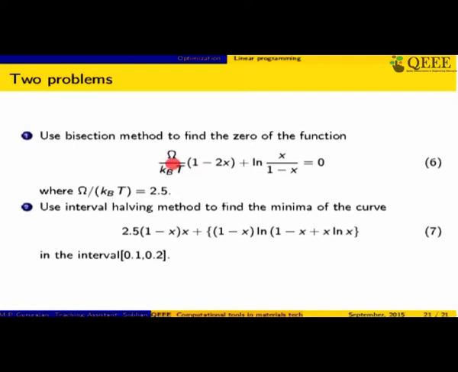F of 0.1 into F of 0.15, what is its sign? F of 0.15 into F of 0.2, what is its sign? Whichever sign is negative, it is in that range that the solution will fall. So I want you to do that computation and tell me whether the solution falls in the 0.1 to 0.15 interval or the 0.15 to 0.2 interval.